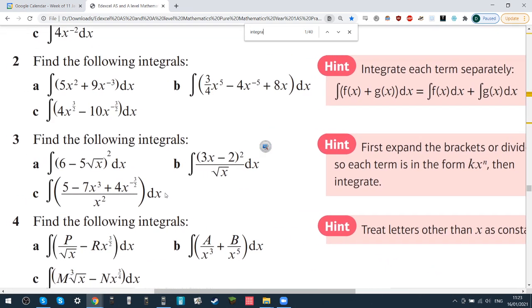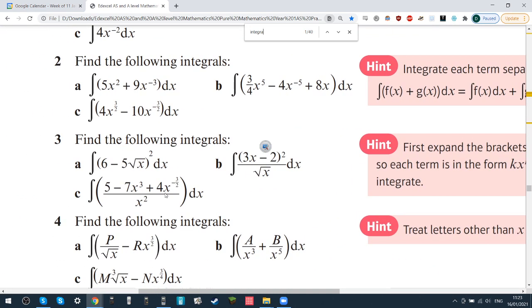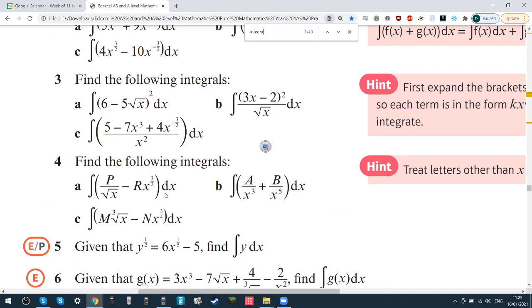Come on, book. Yeah, I like the look of 3C.